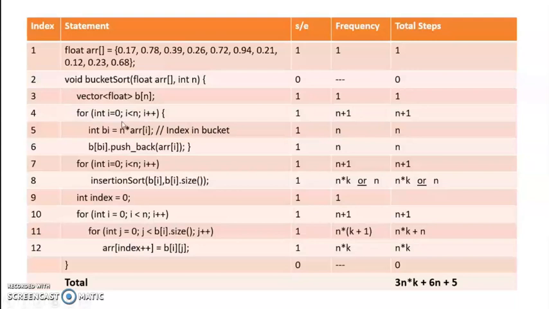The next step is a for loop which is running from 0 up to n. So we will have its time complexity as n plus 1, and internally all the statements will run up to n times. So this will be n, and now we can see that this statement is assigning the elements of the array to their corresponding bucket.